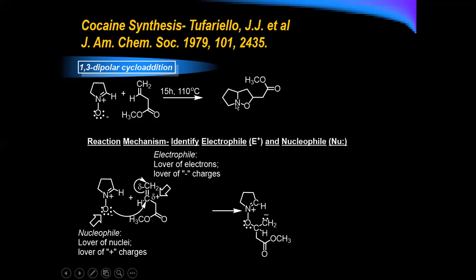So you're going to get a 5-member ring as your product, right? Remember, anytime you do a cycloaddition, when we did a 4+2, we got a 6-member ring. So here we're doing a 3+2 cycloaddition, and so you're going to get a 5-member ring as the product.